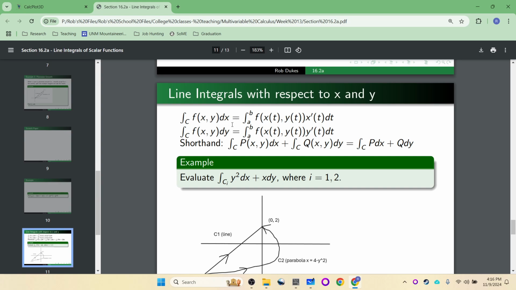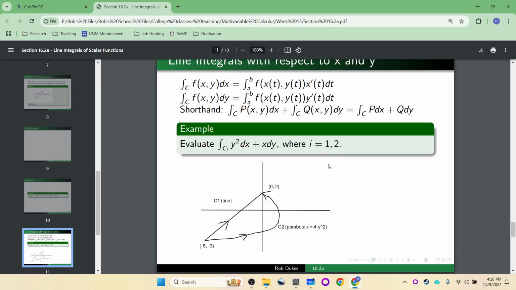You divide by a dt, you multiply by dt, and then the dx over dt or dy over dt become derivatives. So even shorter ways to write it would be p of xy dx and q of xy dy, or just p dx plus q dy. So mathematicians like to use shorthand whenever we can, and so this is how you would shorthand that. So let's evaluate this function.